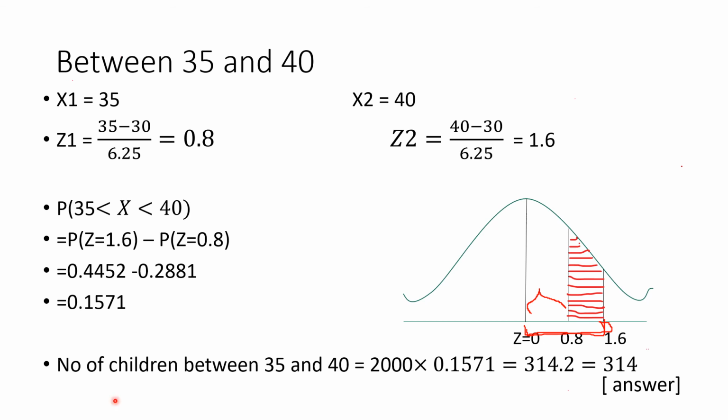So the answer will be 0.4452 minus 0.2881. Both the values will be given to you in the paper. Answer is 0.1571. Number of children between 35 and 40 is equal to the total number of children who appeared for the exams, that is 2000 multiplied by 0.1571, which comes out to be 314.2. Round it off. Answer is 314 children.